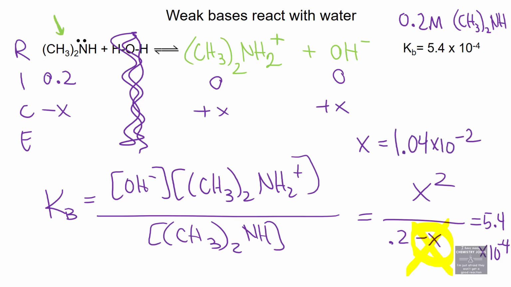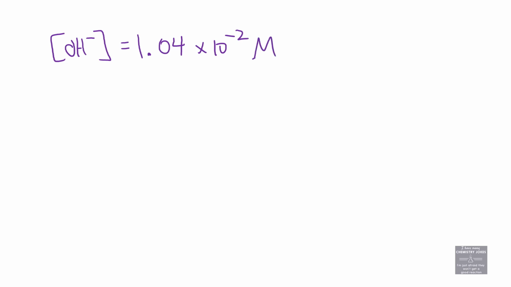1.04 times 10 to the negative 2 is what I got. That's my hydroxide concentration, because that is x. So from here, I know my hydroxide concentration. I can do one of two things. And you, as students, are likely to find a favorite and do it that way all the time. I switch back and forth.